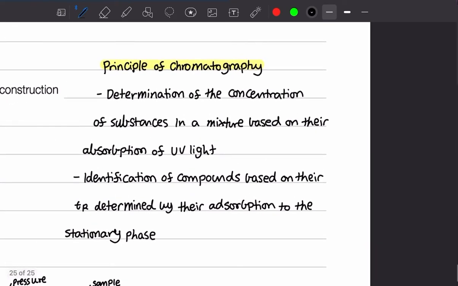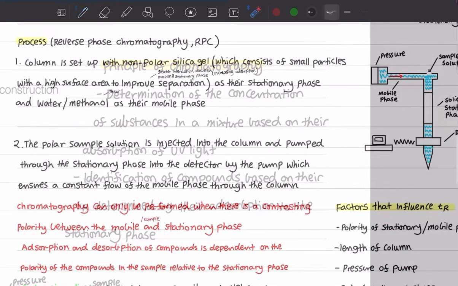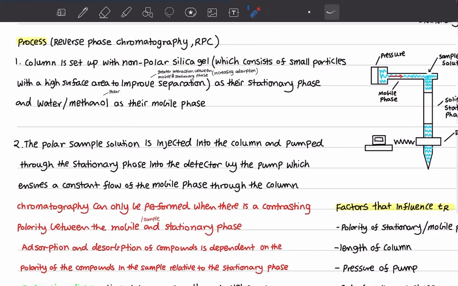So generally, chromatography is a technique used to determine the concentration of substances in a mixture based on their varying absorption, which is a bit more specific to HPLC. And it can also be used to identify compounds based on their unique retention times determined by their adsorption to the stationary phase. So now on to the process of HPLC.